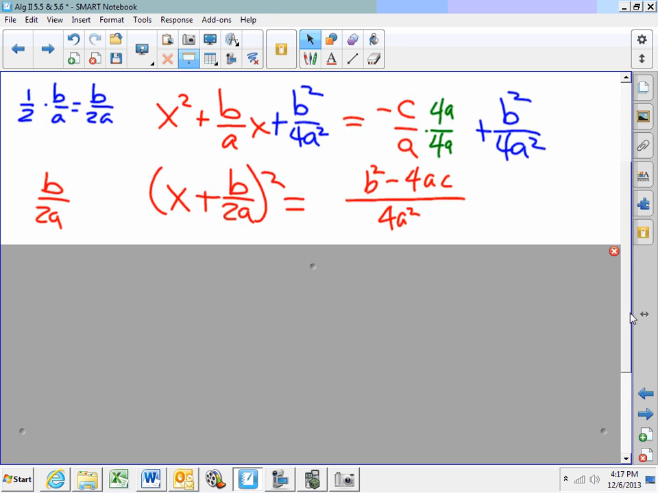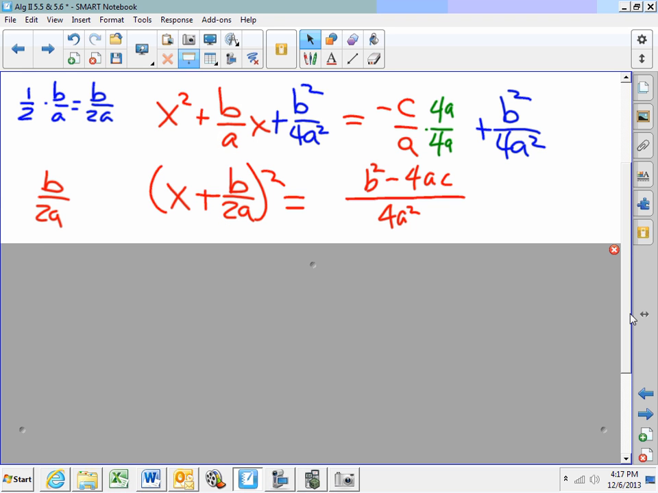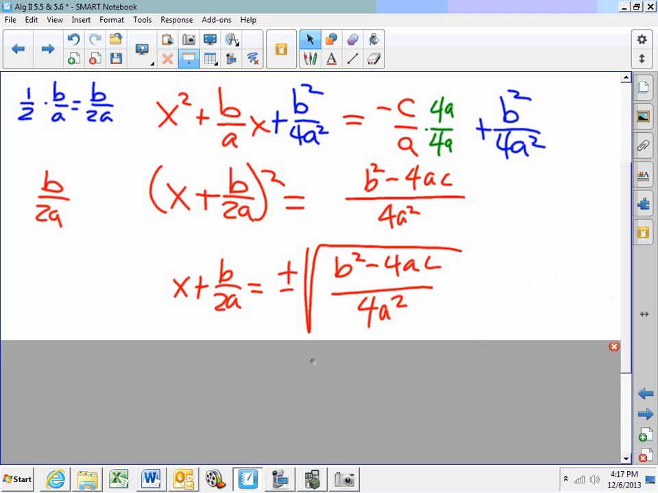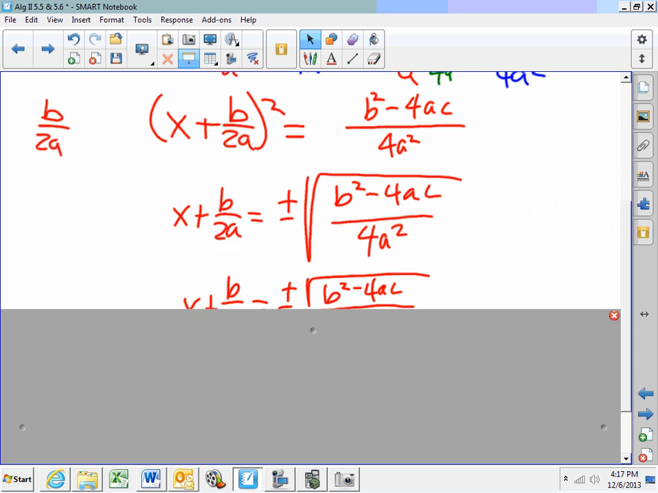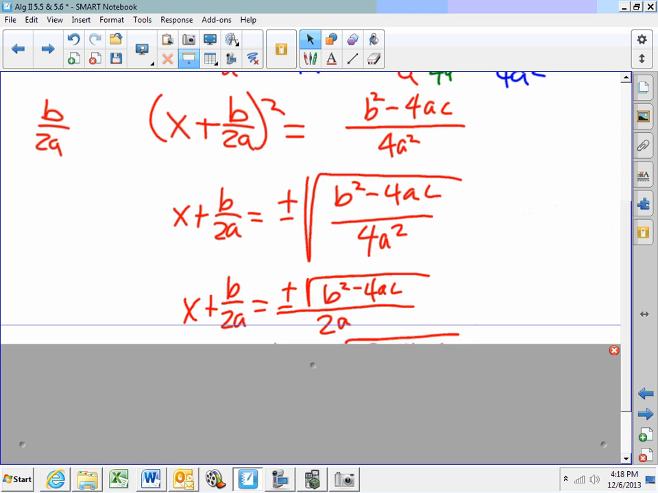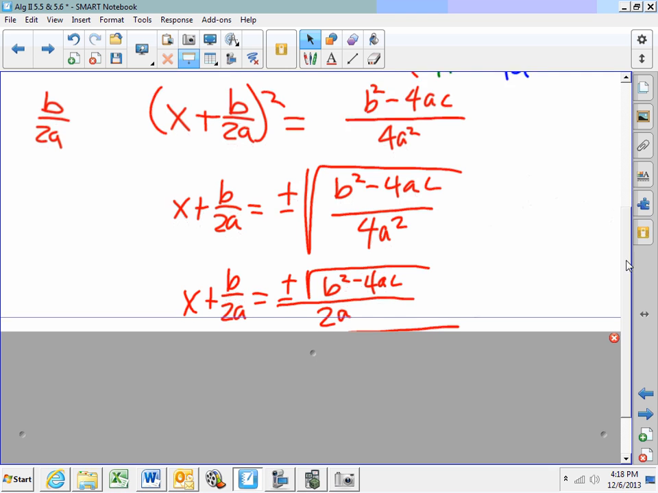Now, the next step in completing the square process is to take the square root of both sides. So the square root of x plus b over 2a quantity squared is x plus b over 2a. And then on the other side, we get the square root of b squared minus 4ac all over 4a squared. And remember, when we take the square root of both sides, you've got to add a plus or minus sign on one side or the other. We choose to put it in front of the square root. Now, I'm going to point out to you that this is plus or minus the square root of b squared minus 4ac over the square root of 4a squared. But the square root of 4a squared is 2a. Now, to solve for x, I have to subtract b over 2a from both sides.